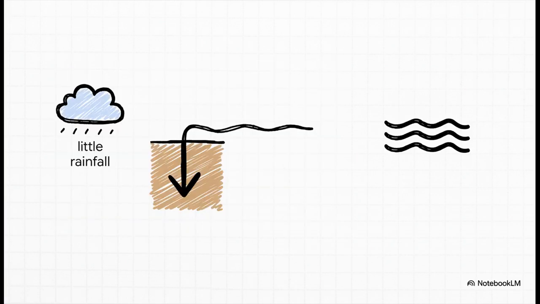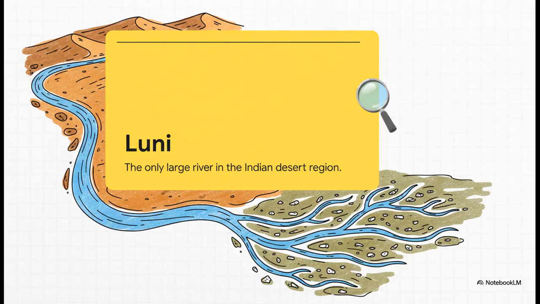So why does this happen? It's actually quite simple. There's just not enough rainwater to begin with. The streams don't have enough water in them to keep flowing and reach the sea like other rivers do. The dry, thirsty sand just drinks it all up before it has a chance to go very far. Now there is one major exception, and that is the Luni River. It's the only large river you'll find in this whole desert region. It does flow for much longer than the small streams, but you know what? Even the Luni doesn't make it all the way to the sea. It eventually disappears into the marshes.